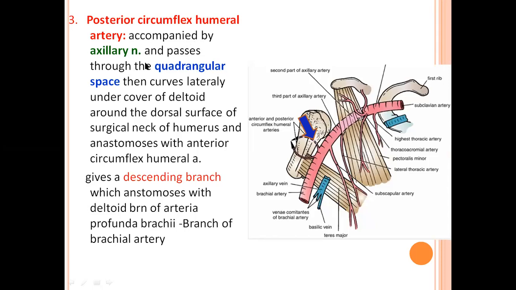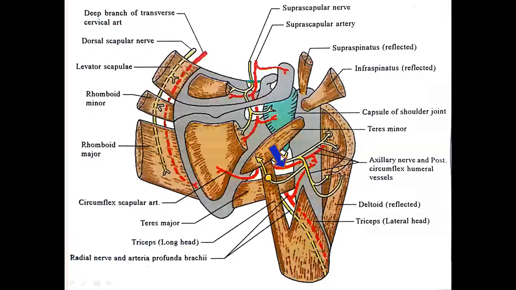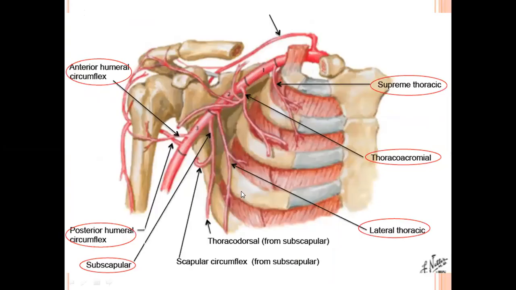It is accompanied by the axillary nerve and runs in the quadrangular space. I will discuss the quadrangular space in the next class after two days, nothing to worry. This is the quadrangular space, which we will be discussing in detail. Now you can see here the posterior circumflex humeral artery is accompanied by the axillary nerve. This space has four sides, that's the reason it is called the quadrangular space. The posterior circumflex humeral artery comes behind along with the axillary nerve. So this is the deltoid muscle.